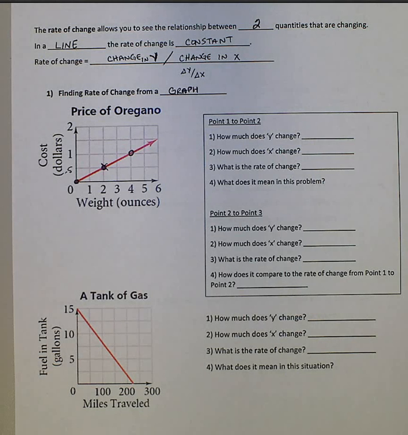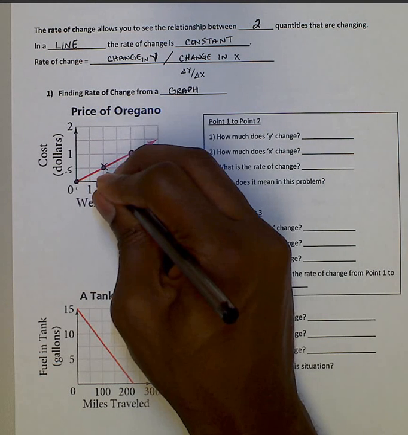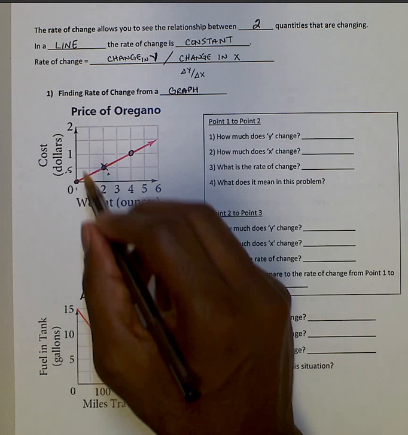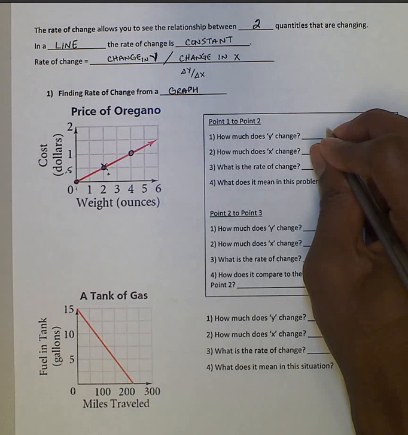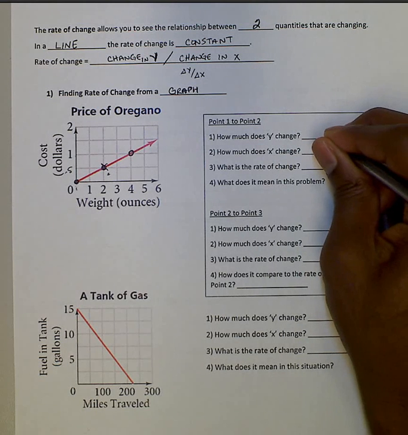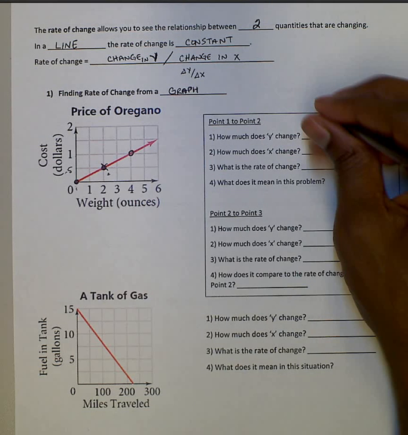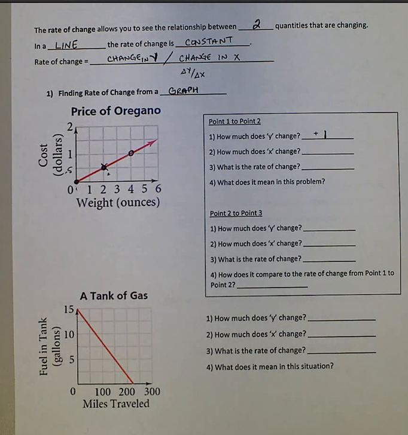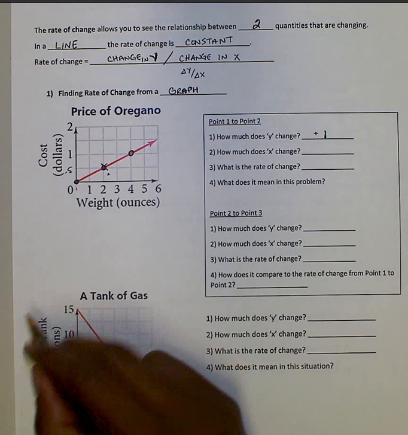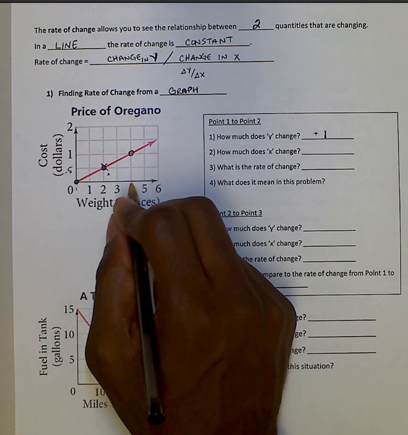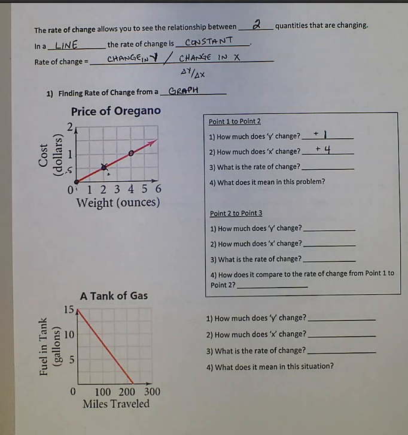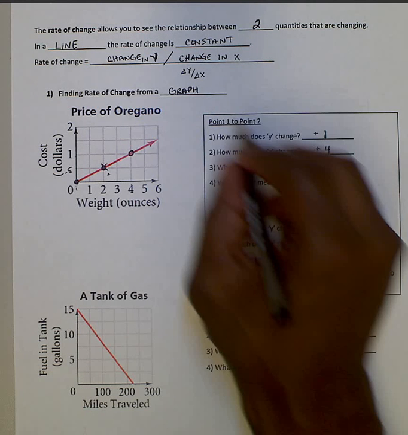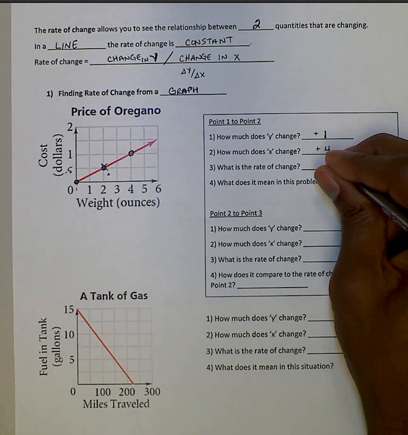Okay, so from point 1 to point 2, how much does y change? Well, it goes from 0 to 1. So how much does it change? Changes 1, or plus 1. Okay. How much does x change? It goes from 0 to 4. So plus 4. What's the rate of change? Remember, we're doing change in y over change in x, so 1/4. Okay.